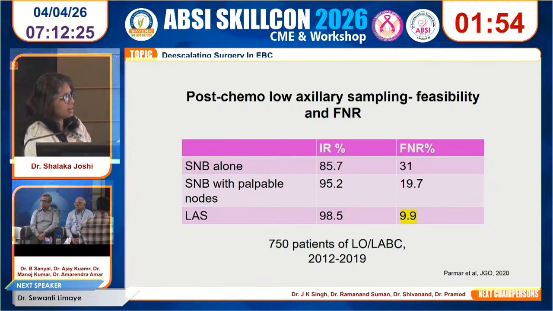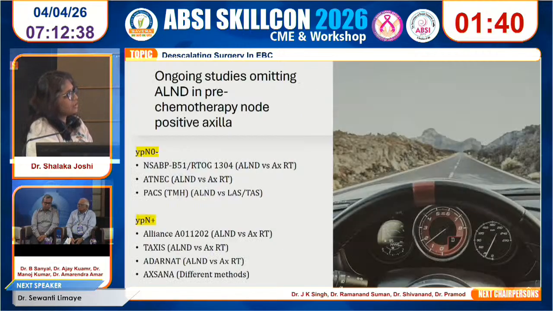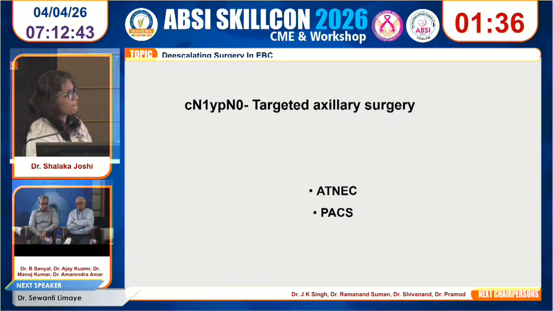We again looked at low axillary sampling earlier, before the TAD era, and found that this could get closer to less than 10%, the LAS. However, this did have a higher number of lymph nodes harvested, which you may want to avoid. So these are all the ongoing studies omitting ALND in pre-chemotherapy node positive axilla.